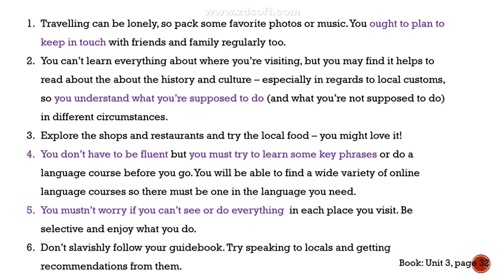Now, let's look at this sentence. You understand what you are supposed to do. It means what people expect you to do. So, be supposed to is used to talk about rules that people believe or expect.